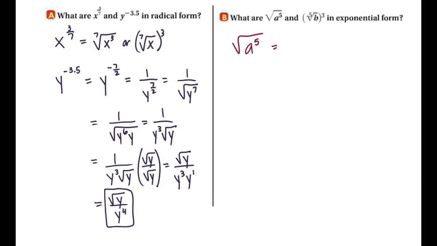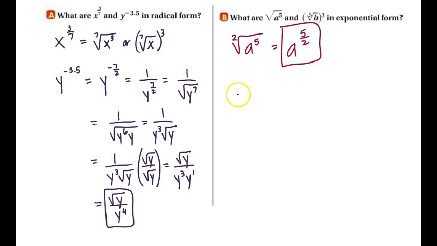In part B, we need to change each of these radical expressions into exponential form. So the first thing I have is square root of a to the fifth. So I know that a square root has an index of 2, so I'm just going to put that there. And I can rewrite this as a to the 5/2 power. Remember, the index is the denominator of the fractional exponent, and the exponent a to the fifth, that 5 goes on top. So a to the 5/2 power.